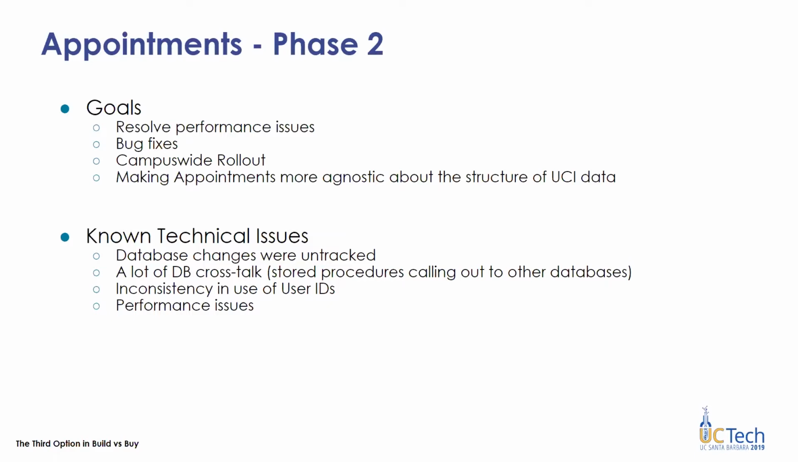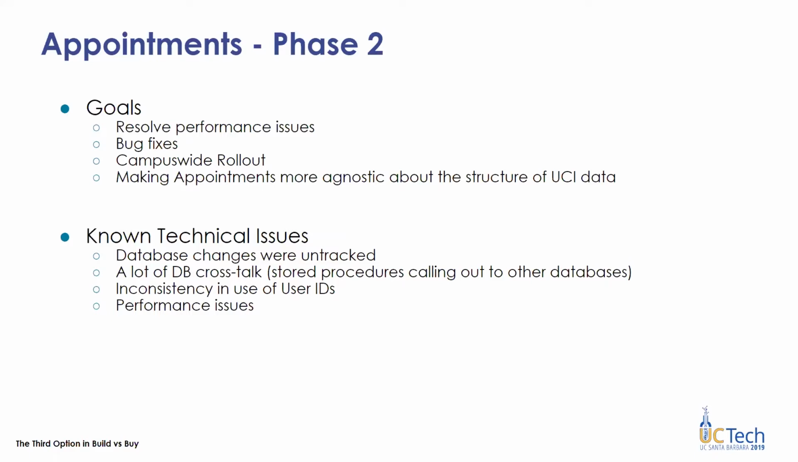And the other big one was making appointments more agnostic about the structure of UCI data. Our data lives in all kinds of databases, and its schema is what it is. There was talk that we were going to be going to a student data warehouse that was going to change the schema of our UCI data and appointments. As you'll see from some diagrams, that was going to require a lot of refactoring in appointments.